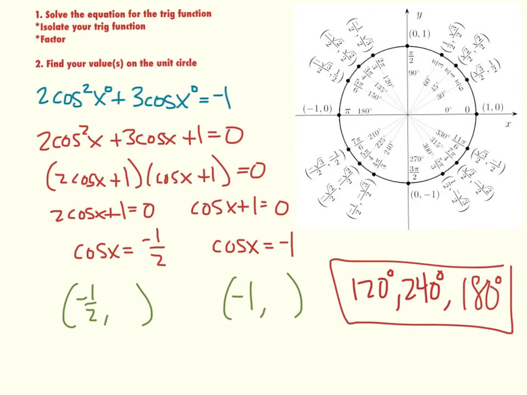So almost every single time you're going to get multiple answers. Okay, whenever you're factoring, you're looking for 3 or 4 answers, typically. All right, and that's our intro to solving trig equations.